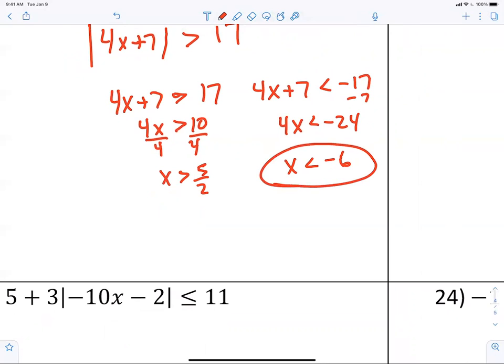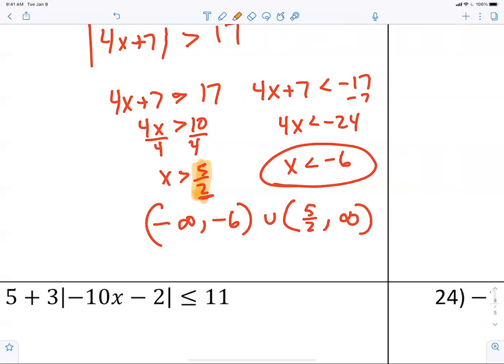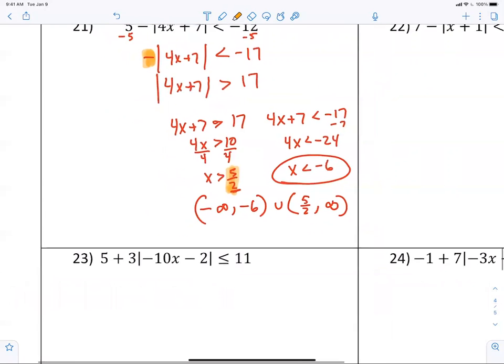Negative 6. How do I do less than negative 6? Negative 20 and negative 6. And then 5 to infinity. Right. And again, because why? Greater than is heading to infinity. All right, come on now.